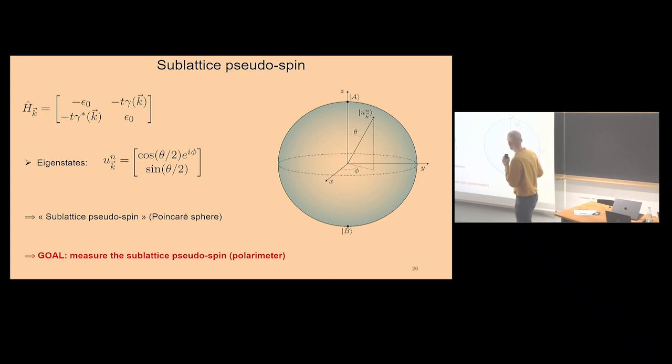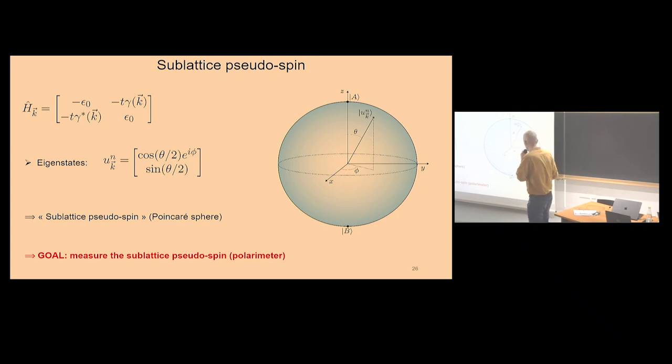The phi angle, which is the azimuthal angle, and the theta angle, which is the polar angle. Basically, the eigenvectors can be parameterized as a pseudospin. In our case, what pseudospin? It's the sublattice pseudospin, because we have two sites per unit cell: site A, sublattice A, or site B, sublattice B.